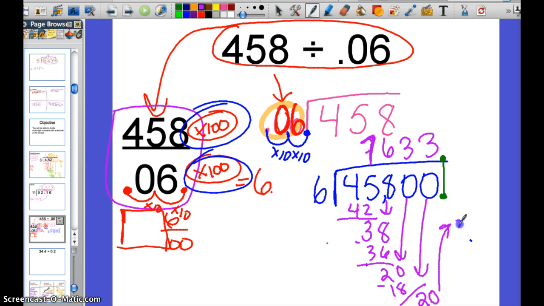Okay, I'm going to bring this up right here. 3 times 6 is 18. I'm going to subtract again, leaving me with 2. Now I still have a remainder, and right now I'm not even on my decimal side yet. This is just my whole number, 7,633. That's my whole number. So I need to keep going at least 3 more places to get an accurate answer.